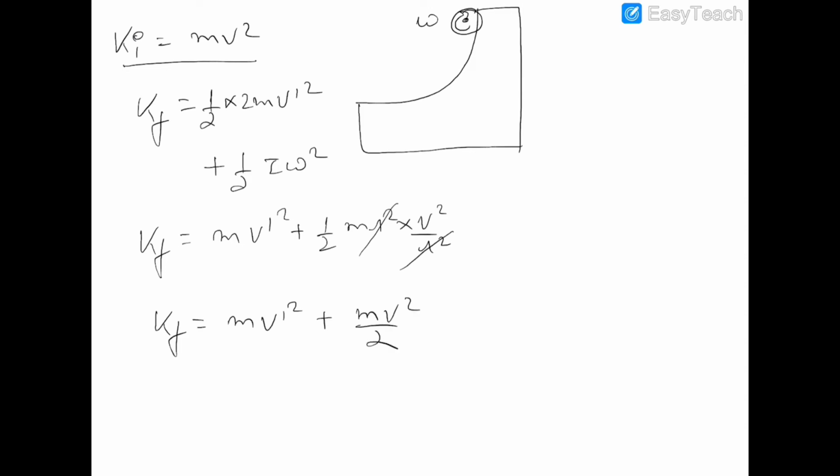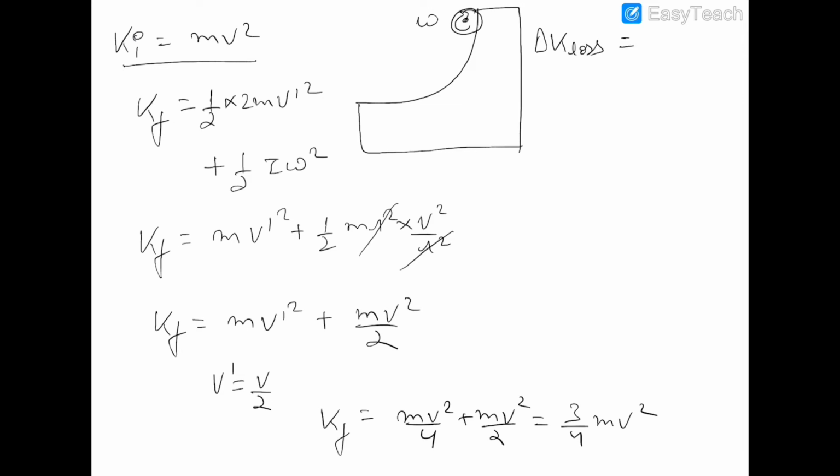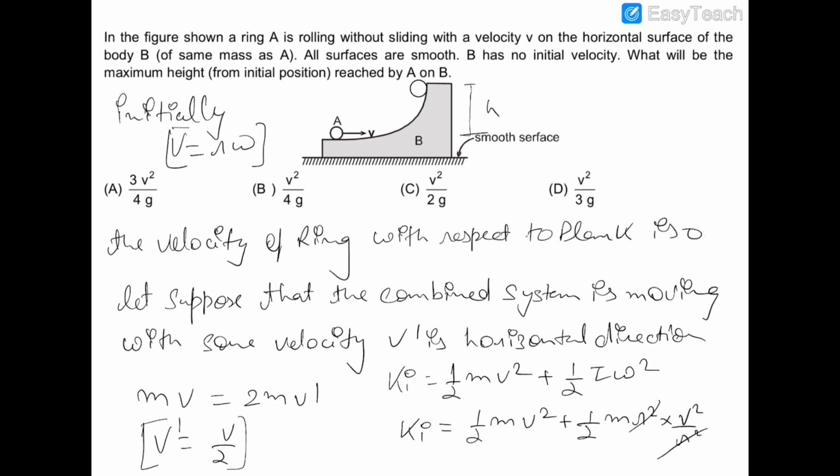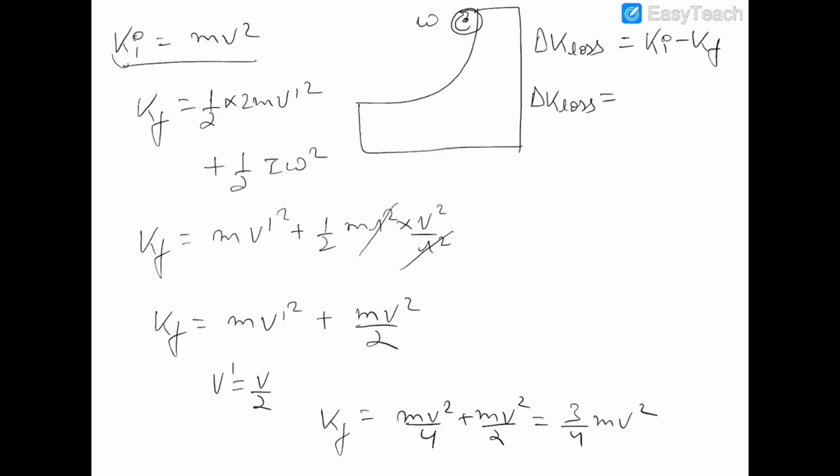Now this v dash is equal to v by 2. So the final kinetic energy is m v square by 4 plus m v square by 2. So it is 3 by 4 mv square. Now we know that the loss in kinetic energy is the initial kinetic energy minus the final kinetic energy. So this loss will be, initially it was mv square, so this is mv square minus 3 by 4 mv square.